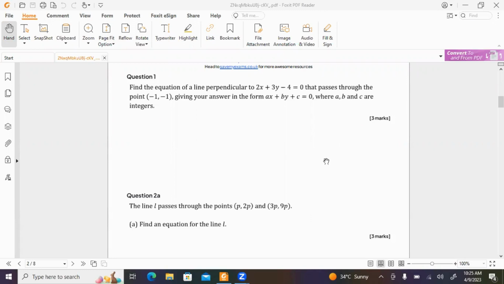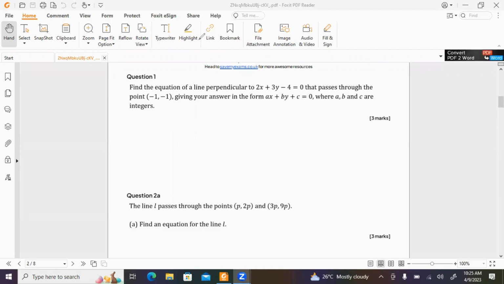Today we're going to do slightly advanced questions for equation of a straight line. If you look at the first question, it says the equation of a line perpendicular to 2x plus 3y minus 4 equals 0 that passes through the point (-1, -1), giving your answer in the form ax plus by plus c equals 0, where a, b, and c are integers.